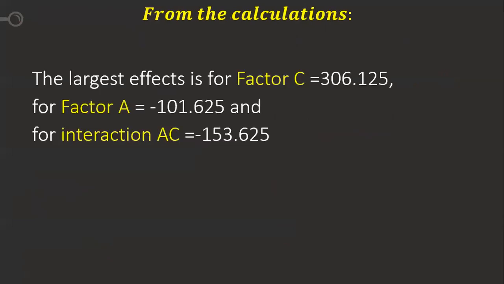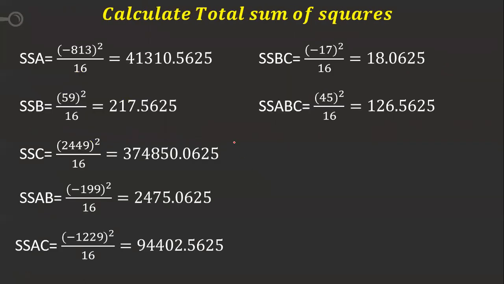So I'm going to substitute for the ANOVA table here. Now the largest effect is for factor C, which has got 306. When I want to calculate the simple effect, I'll show it like this. The largest effect is for factor C, then factor A is this one, factor B it's not coming, and the interaction effect is 153.625.